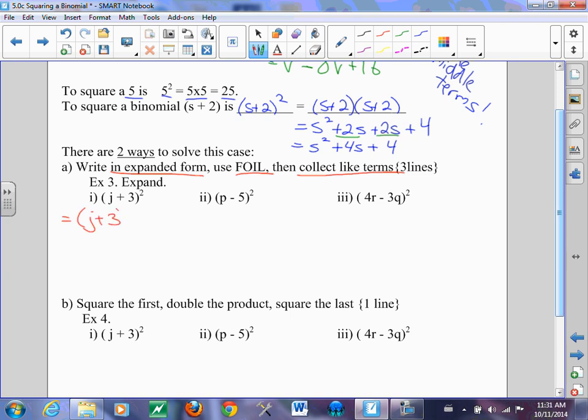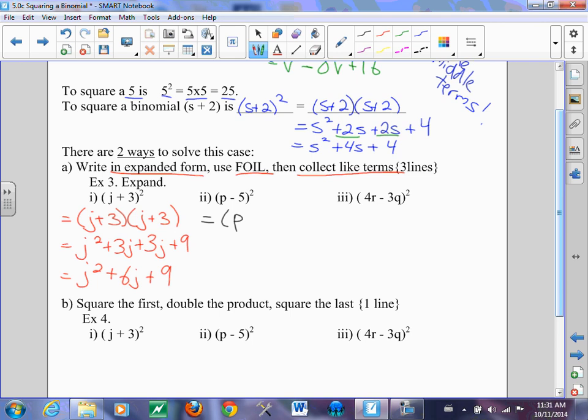So j plus 3 times j plus 3, use FOIL. So j squared plus 3j plus 3j, sorry, j, I don't know why I'm saying g, sorry guys, plus 9. Collect like terms, so it's j squared plus 6j plus 9. Apologize for the g's versus j's. I do know my alphabet. Haha. Okay, let's try example 2.